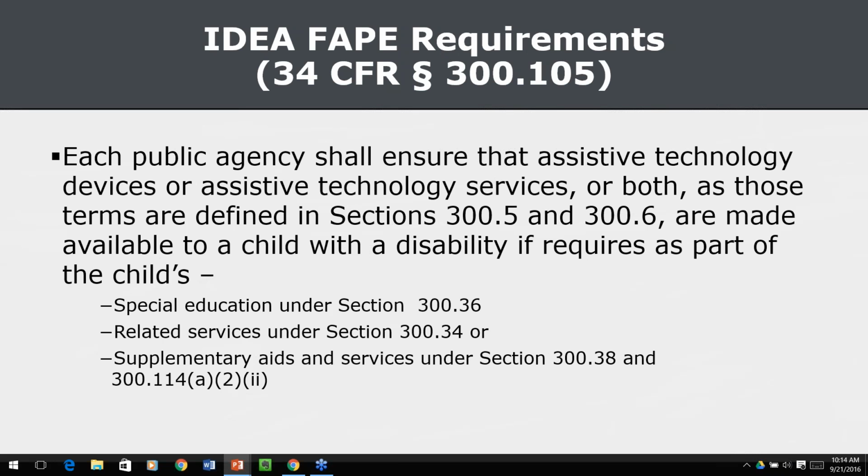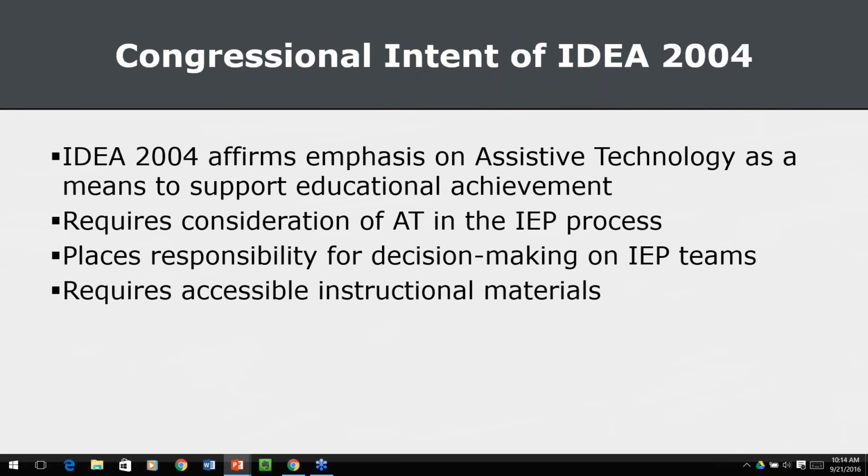So IDEA requires school districts, public agencies, to assure that assistive technology is available to students if the child with a disability requires it, either for special ed or for related services or as part of their supplementary aids and services. So basically, if the child needs it for FAPE, or to access educational benefit, then we are obligated to provide that assistive technology. Doesn't matter how much it costs, doesn't matter if it modifies our program.